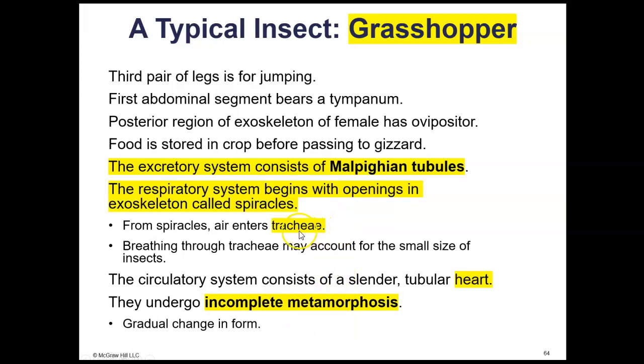Grasshoppers have little air holes in the side of their bodies called spiracles, and air enters through the spiracles and then into trachea. So we humans have 1 trachea. Grasshoppers have a bunch of little trachea, and that's how air enters.